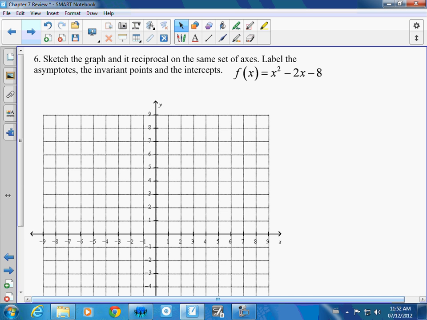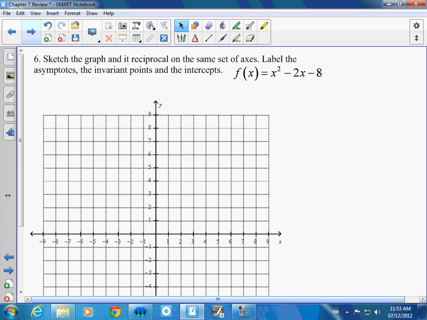What do you need to know? X-intercept. That's useful to know. What else do you need to know? Y-intercept. I think I know what the y-intercept is just by looking at it. What is the y-intercept? Negative 8. X-intercepts, y-intercepts. What else? Vertex.